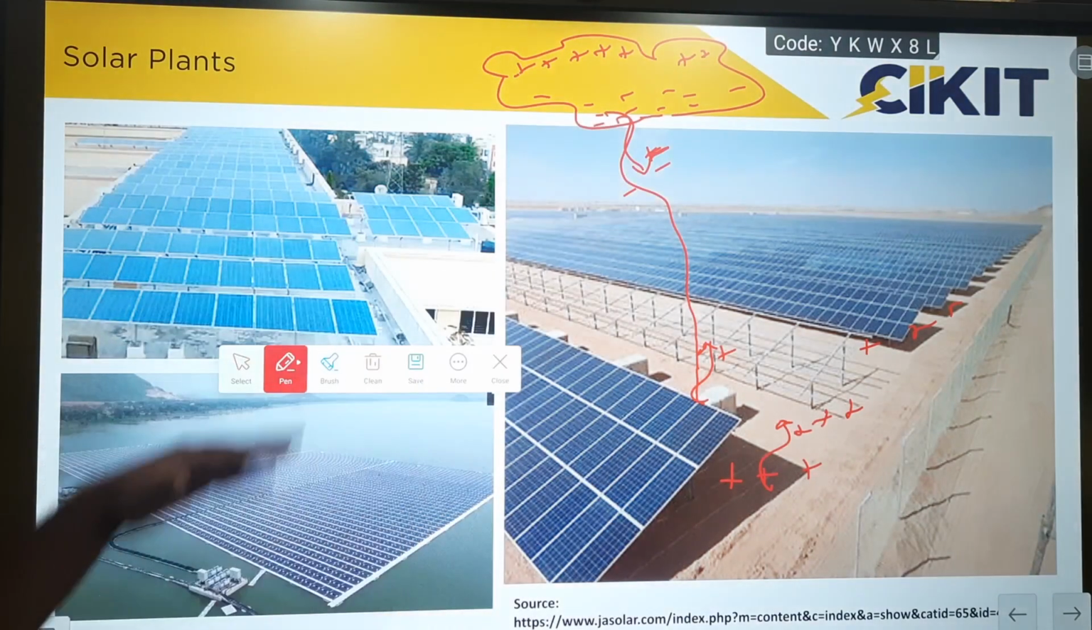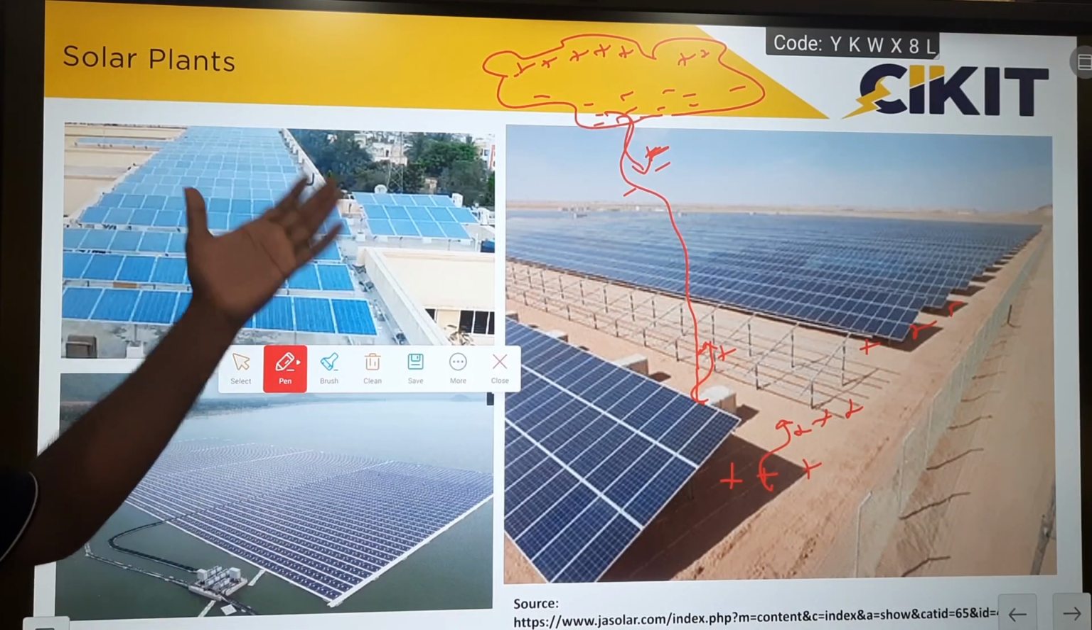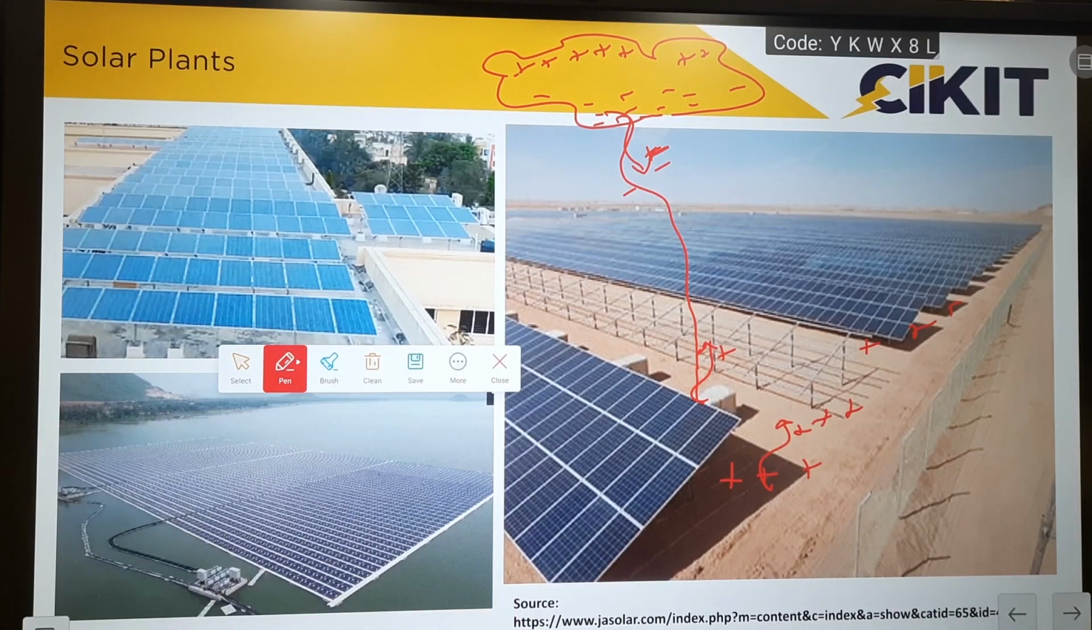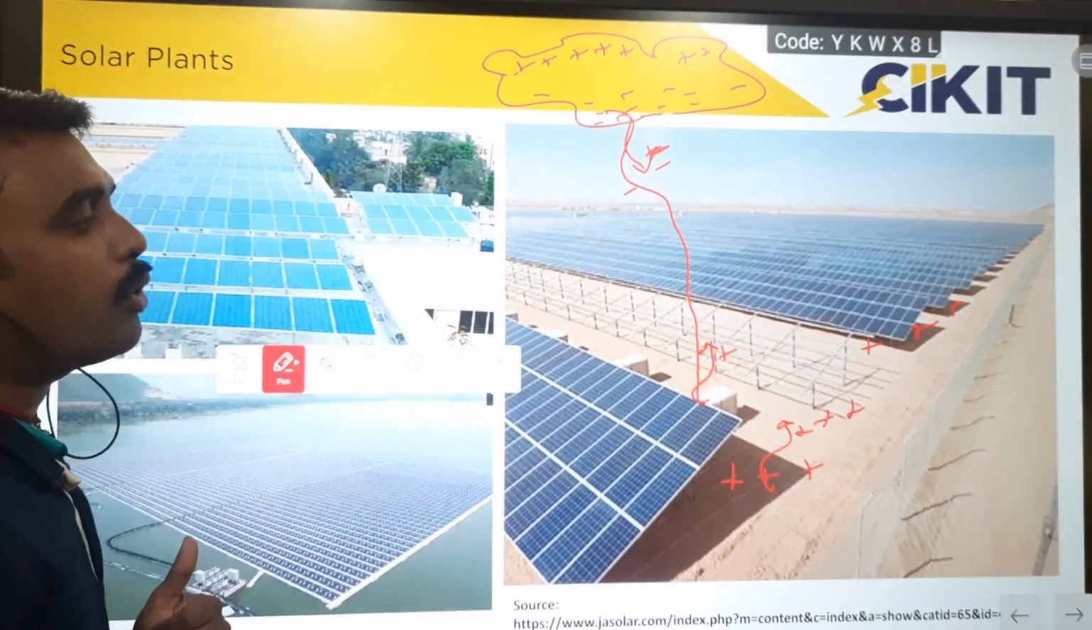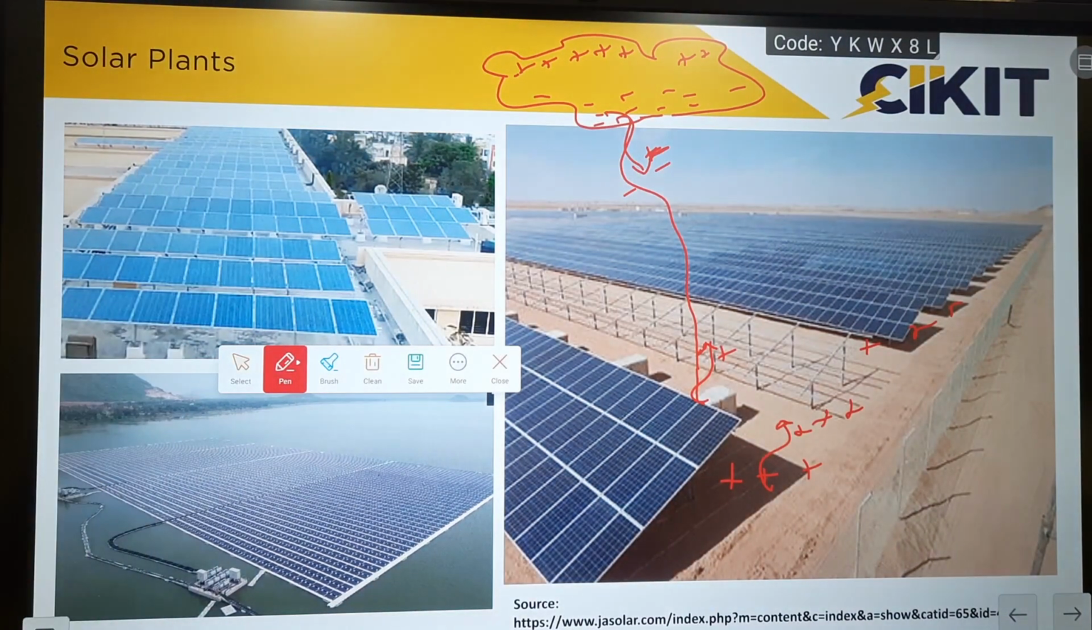In this locality, there won't be any higher structures as well. For hundreds of acres, only the solar panels will be the tallest structure. So the probability of lightning striking on the solar panels is much higher. So we need to provide proper protection to avoid damage of the panels from this lightning.